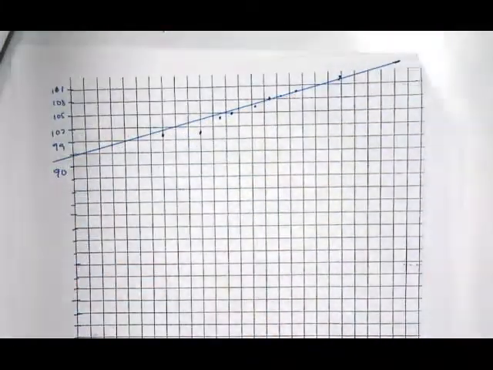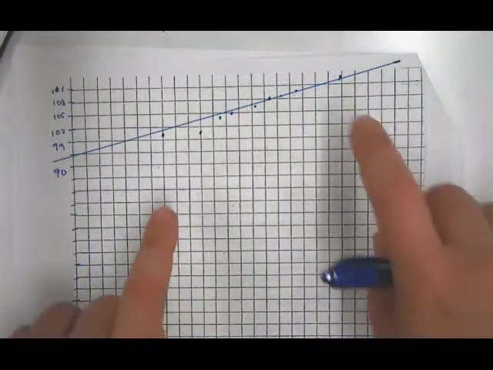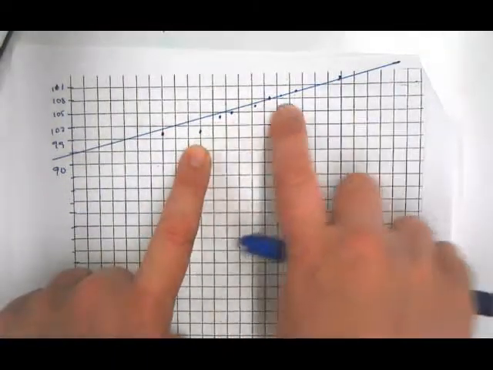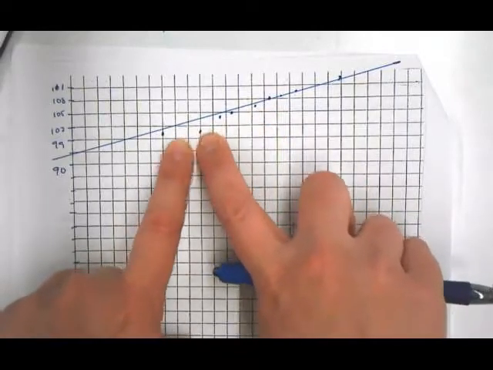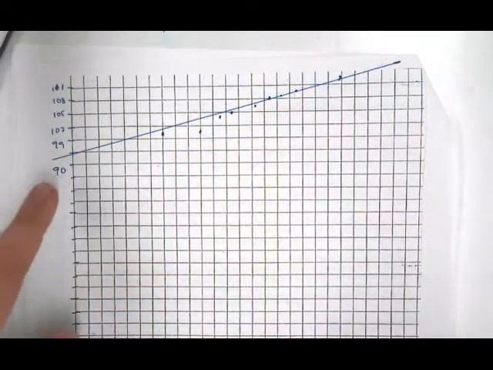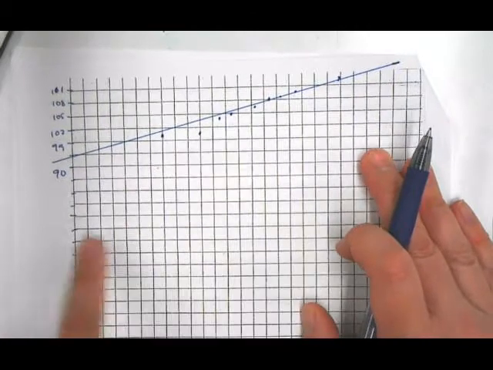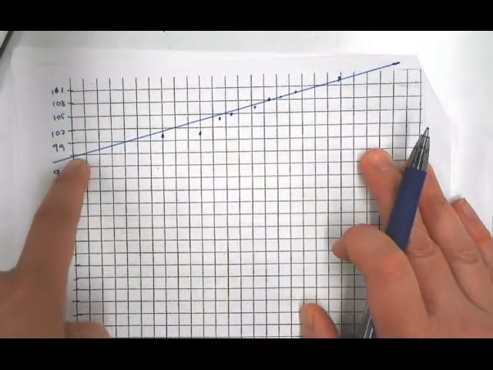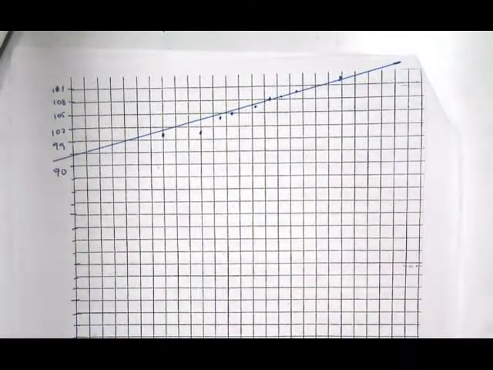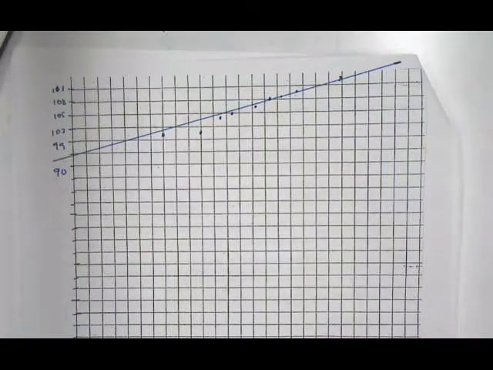So my line's somewhat like this. Notice that I'm accounting for some outliers. Most of them were right around here, and then these were kind of the beginning points and the end point. And then I've also drawn it all the way over so that I can find my y-intercept, which was over here. Okay. So the next questions then ask about our line.